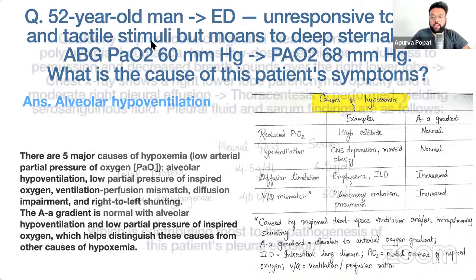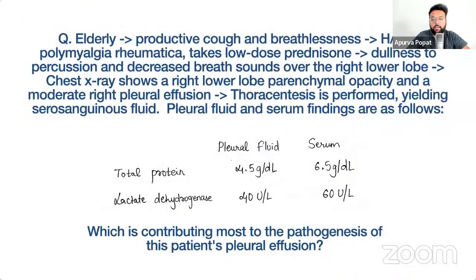So this is alveolar hypoventilation. Okay, tell me, just by looking at the pleural fluid, the total protein is high. What do you think is the kind of pleural effusion? Exudate or transudate? Exudative. This is exudative. If protein is more than 2.5, if it's meeting any of Light's criteria, we call this pleural effusion exudative.